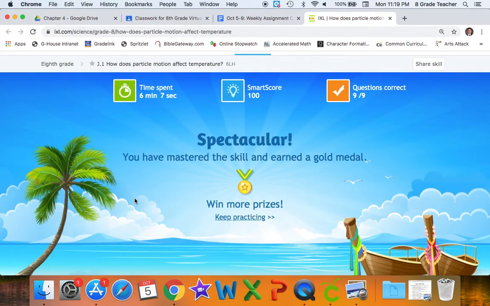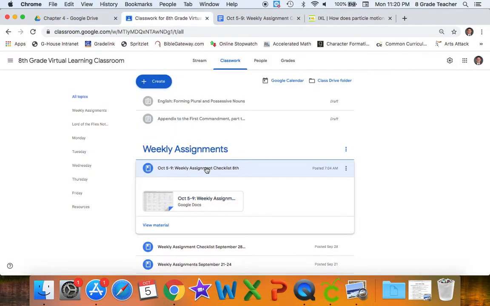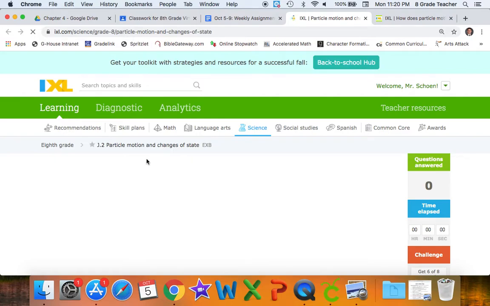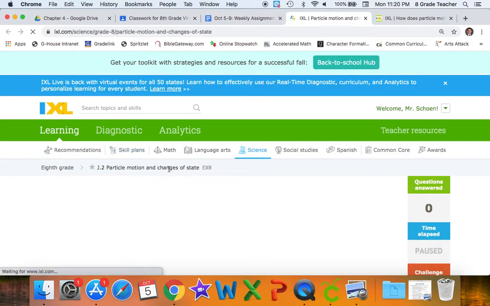Hopefully that helps. Now that we're done with J.1, you're going to go back and click on J.2. J.2 is also related to particle motion and energy, but it's asking how does particle motion affect changes of state?